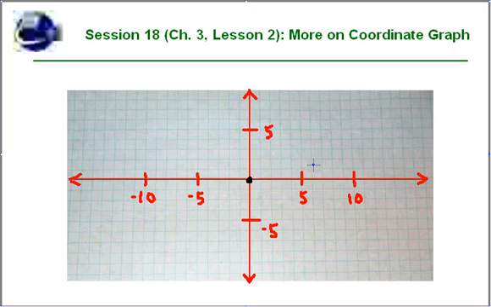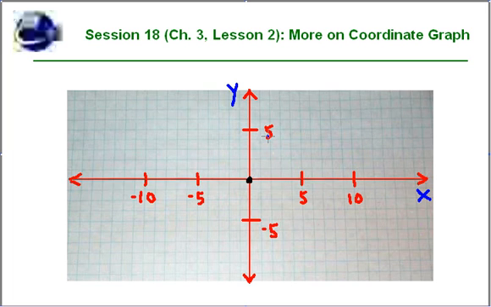Up to this point on the previous lessons, our coordinate graph started here at the origin, and then the y-axis went straight up, which is still the case here. And from our origin, our x-axis went to the right, which is still accurate. But that only dealt with positive values for both the x-axis and the y-axis.